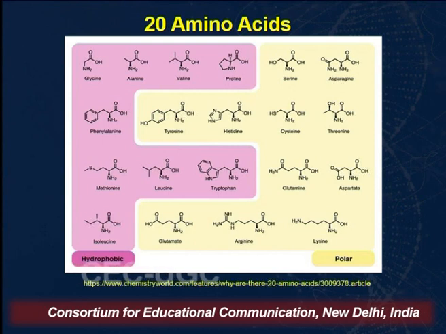Now, this particular image shows 20 important amino acids. Some of them are hydrophobic, some are polar molecules. We can see over here some have a very simple R group, like glycine, alanine, valine. Some of them have complex structures, like aspartate, asparagine.